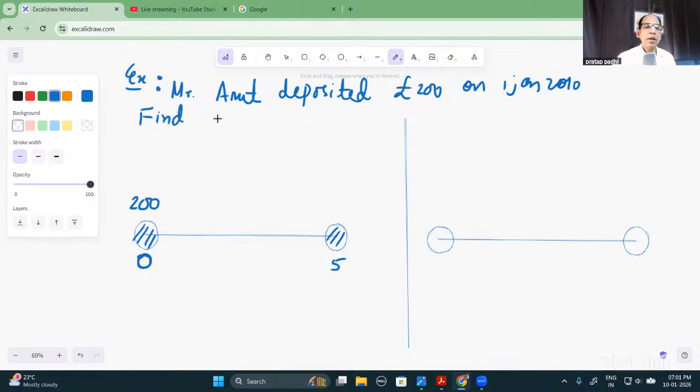5 years I have taken. Find the value you must have received on 1 January. You add 5 years, that is 2015. That's all, 5 years, in 3 cases. In the first case, I is given for you. You can write 5, 7, 10%.